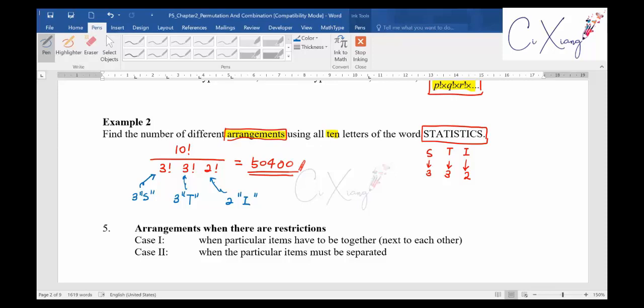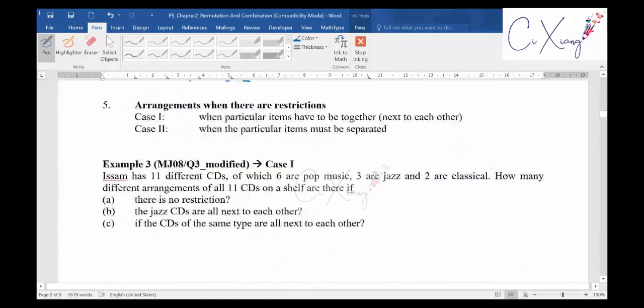Okay, there's no repeated item. Then the second formula, like what we learned just now, is when you have some repeated items. So we have two different formulas now. Okay, then we proceed to the next part.